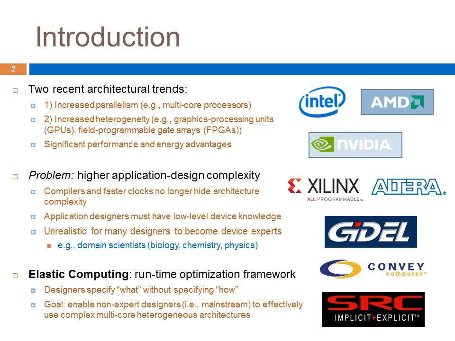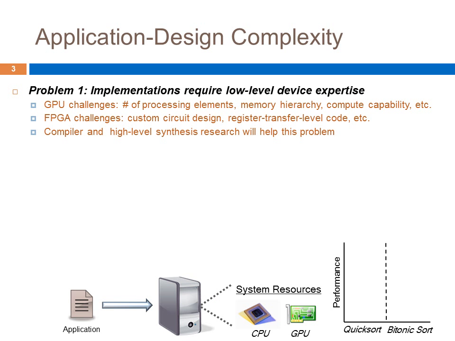So to address this problem, we've introduced this technology of elastic computing, which is basically an optimization framework that allows designers to specify what their application is supposed to do without having to specify how. And the ultimate goal that we're trying to achieve is to enable these mainstream designers, these people who aren't device experts, to effectively take advantage of the performance and energy advantages of multi-core heterogeneous systems. So before I start talking about what elastic computing is, I first want to talk about what are the sources of this application design complexity so that you can understand the problems that we're trying to solve with this research.